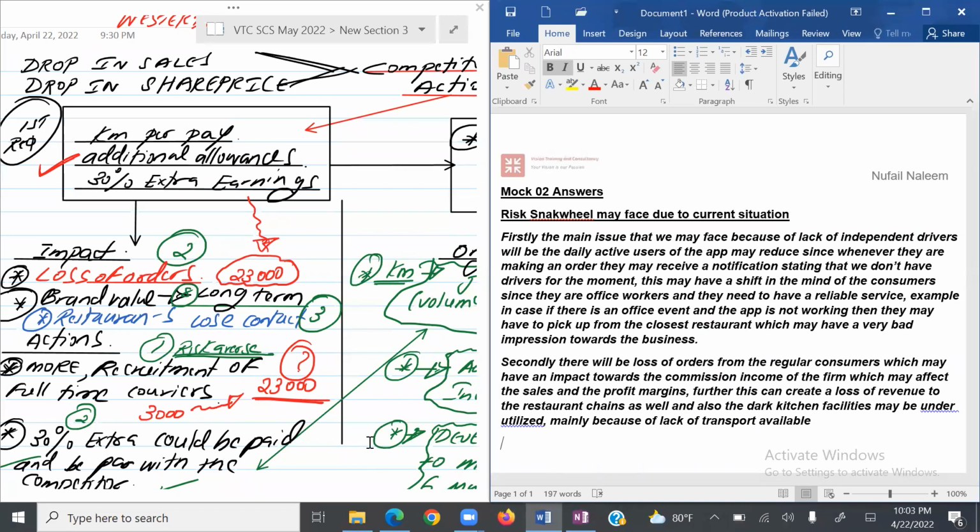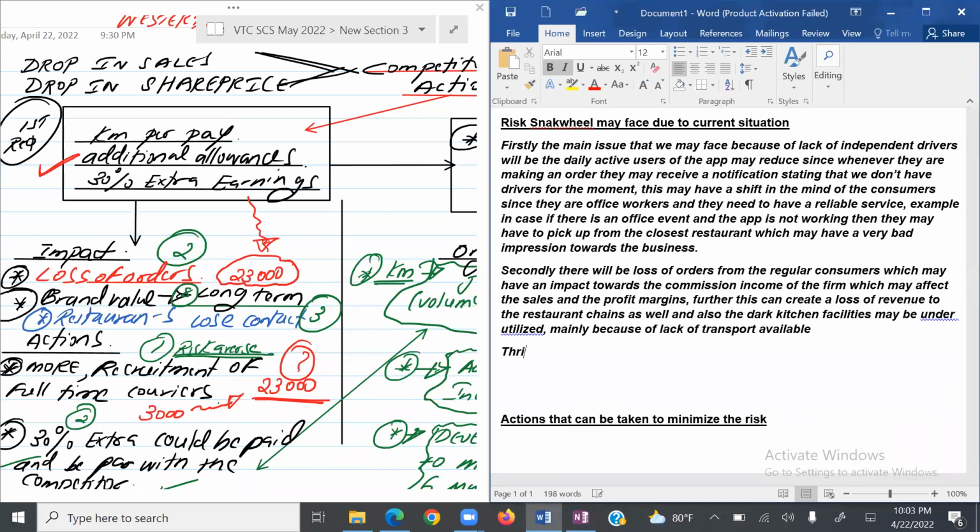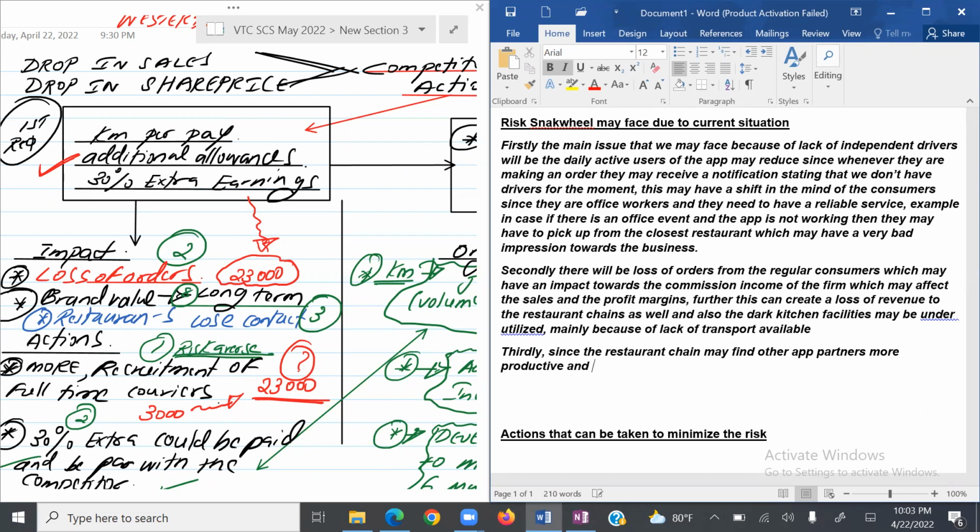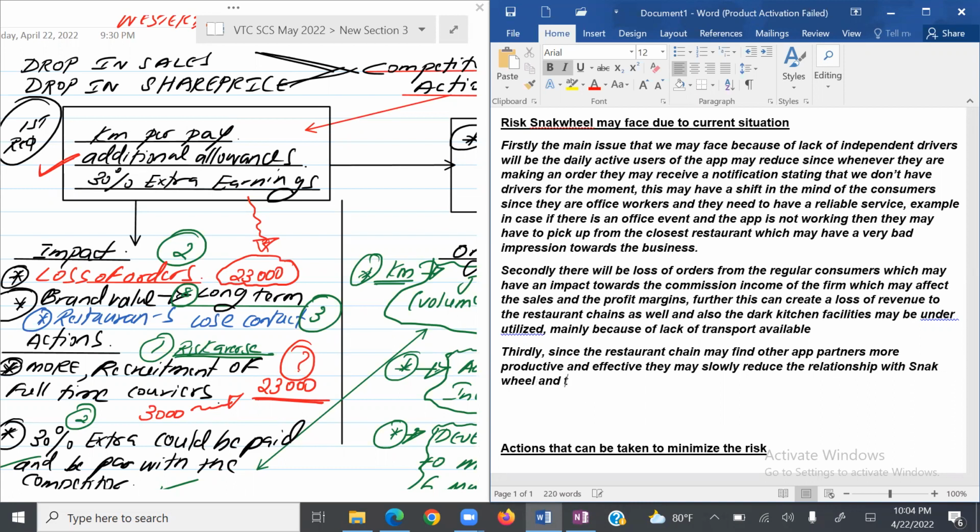Now coming to the third point, so I'll write down here. Thirdly, since the restaurant chain may find other app partners more productive and effective, they may slowly reduce the relationship with Snack Wheel, and they may shift the dark kitchen facilities to a competitor firm. Get this understanding very clearly.